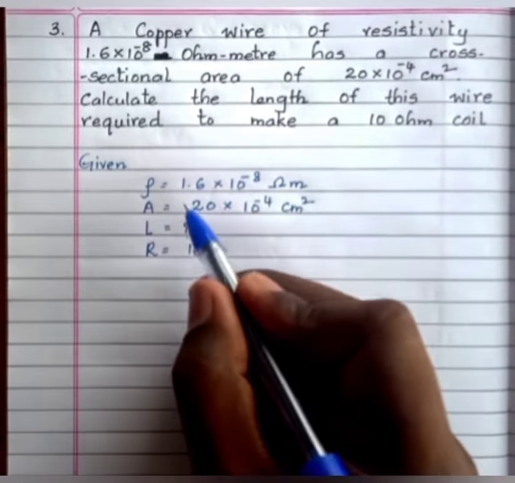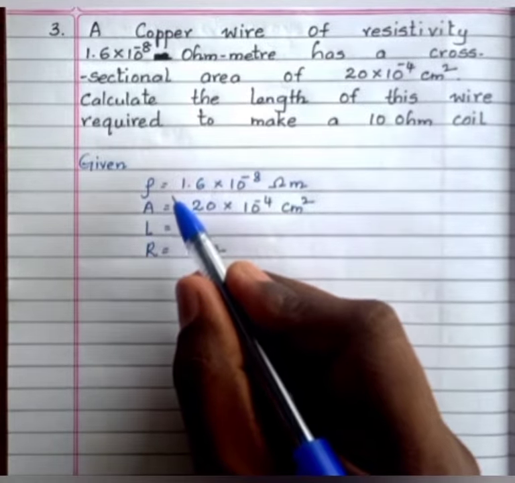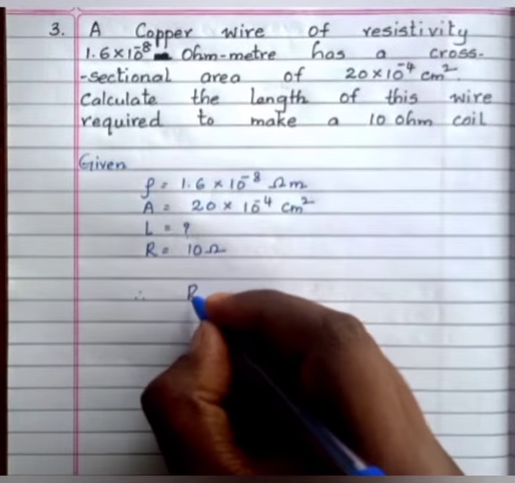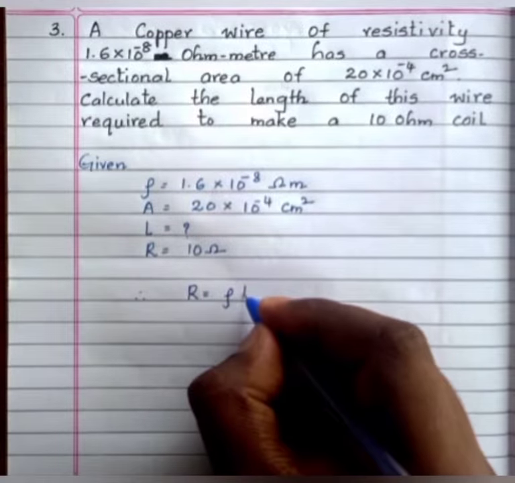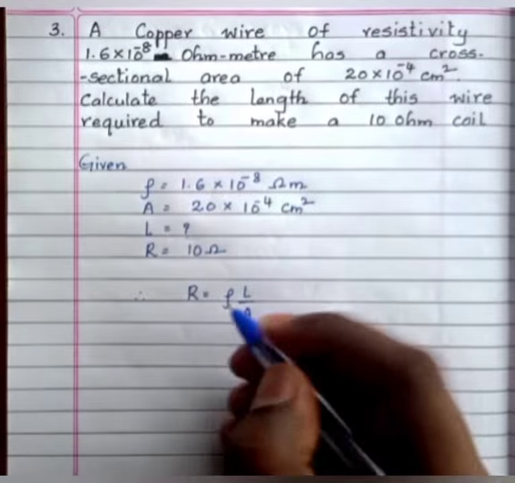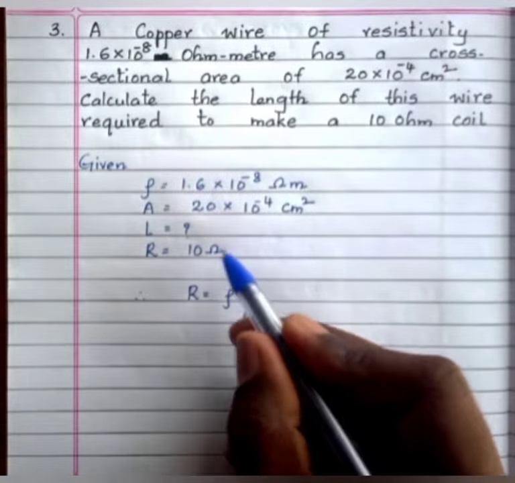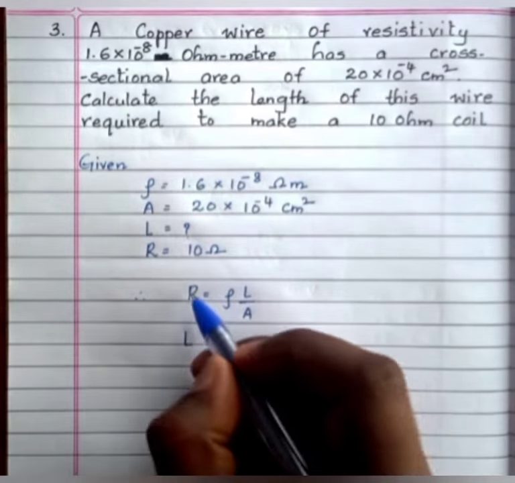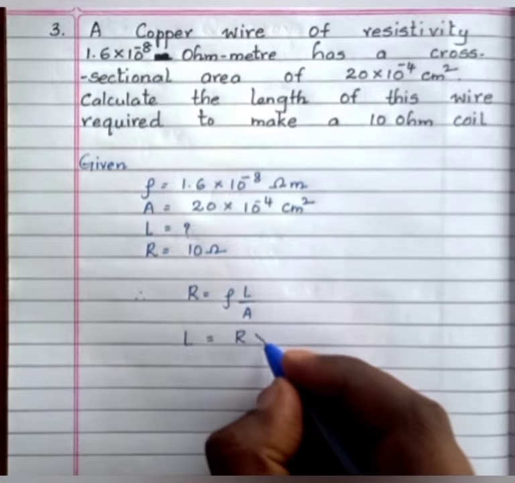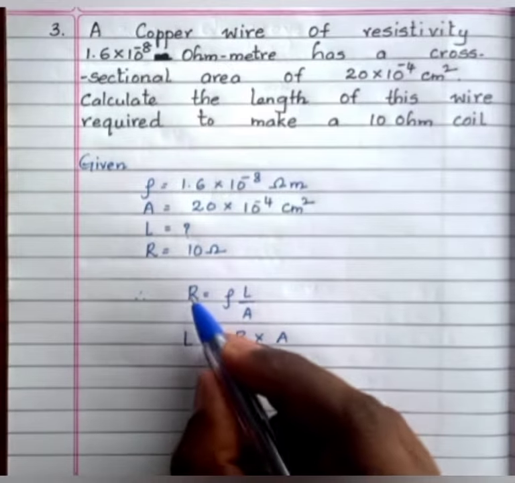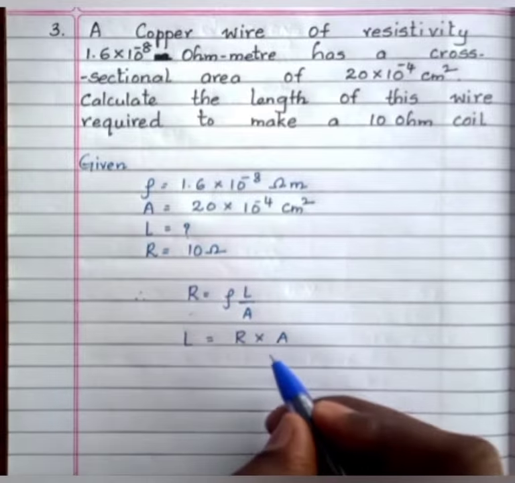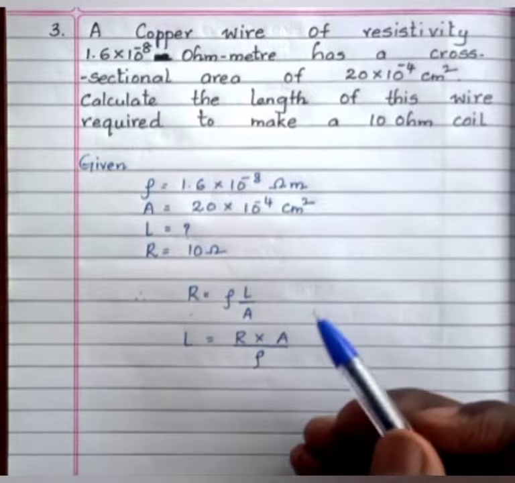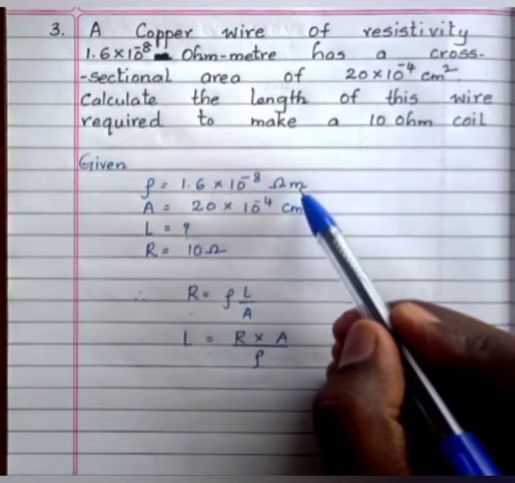Students, tell me which formula we should use. That is, R equals rho L by A. We can use the formula R equals rho L by A to find the length of the copper wire. Now, keep L on the left side and cross multiply: L equals R into A divided by rho. Therefore, the length of the wire is given by R into A divided by rho.